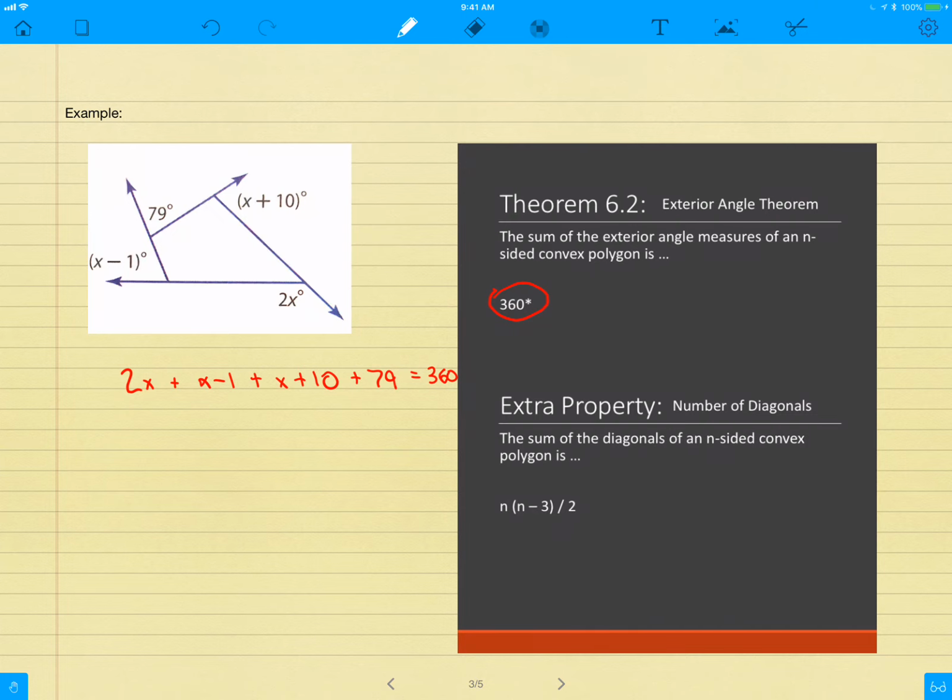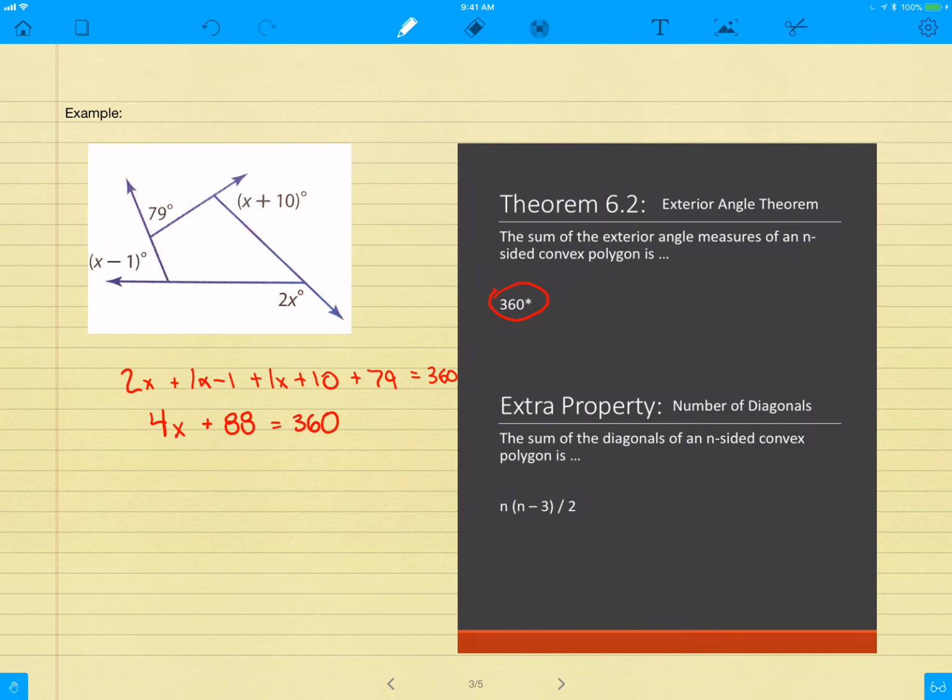So we're going to actually add these together. So if I add all the x's, now these x's have 1's in front of them. So that's 1 plus 1 plus 2, that's 4 x's. If we add the 10 plus 79, I get 89. And if I subtract the 1, I get 88. Again, I'm just combining like terms, the -1, the 10, the 79. So hopefully that makes sense.